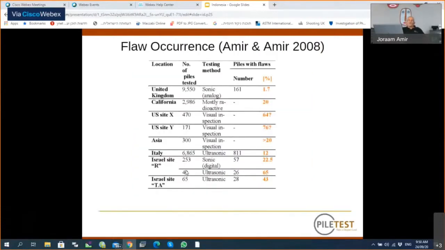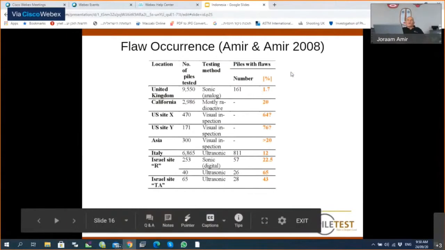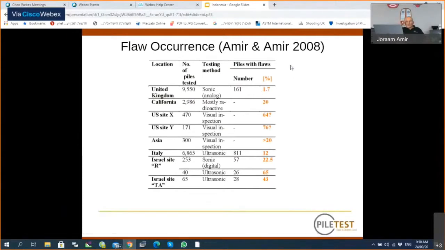Now, how many flaws or defects do we normally have in piles? I collected some information from our files and from literature. For instance, 1.7% of piles with flaws, this is from the 70s and 80s of the last century. Now, this is a very low percentage, and for two reasons. First of all, at that time, the testing instrumentation was very rough and very inaccurate. So there were many defects it couldn't discover or expose.